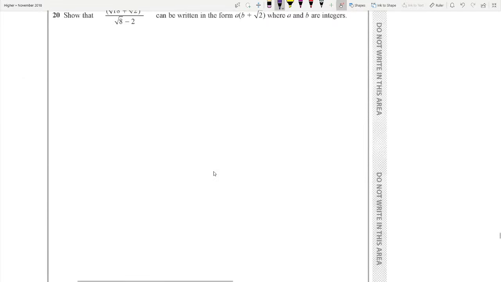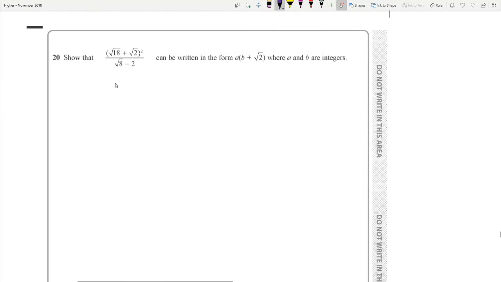Next. So here, okay, we've got surds. Show that (root 18 add root 2) all squared divided by (root 8 take away 2) can be written in the form a plus b root 2, where a and b are integers. Okay. Now this question is going to have quite a few steps in there. The first thing we need to do, we need to simplify these surds. Then we're going to have to rationalize the denominator, and there'll be a bit of factorizing in there at the end as well.